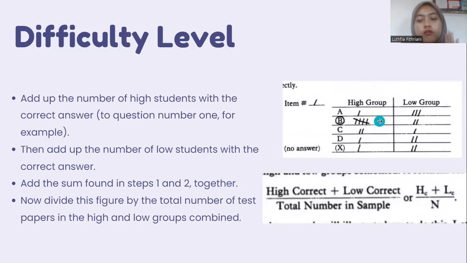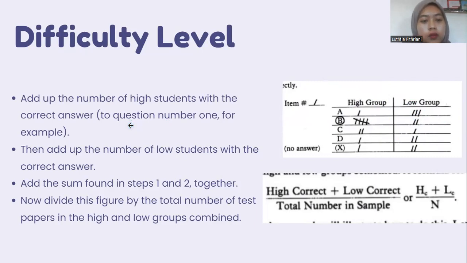For example, as you can see in the picture, there are 5 students in high group who can answer the question number one correctly. So the teacher should write it. Then add up the number of low students with the correct answer. Not only the higher group, the teacher also should write how many students in the low group can answer the question number one correctly. For example, there are 2 students in the low group that can answer the question number one correctly, as you can see in the picture.